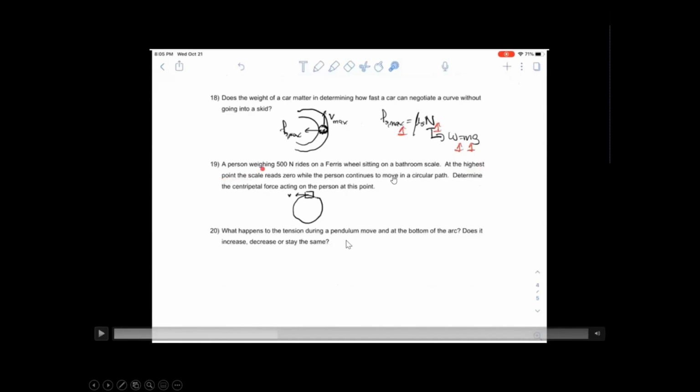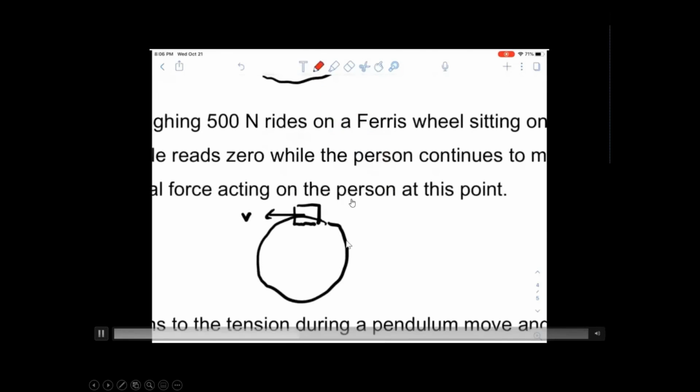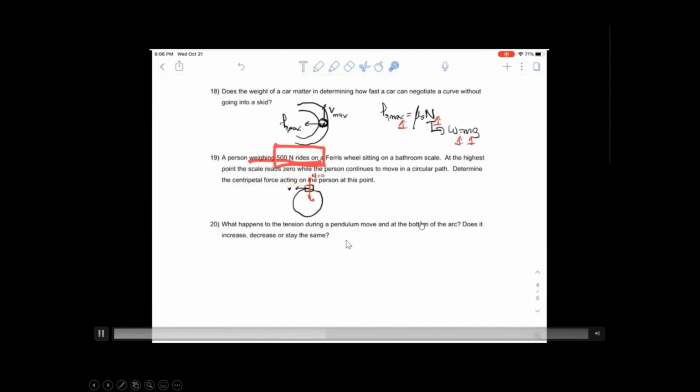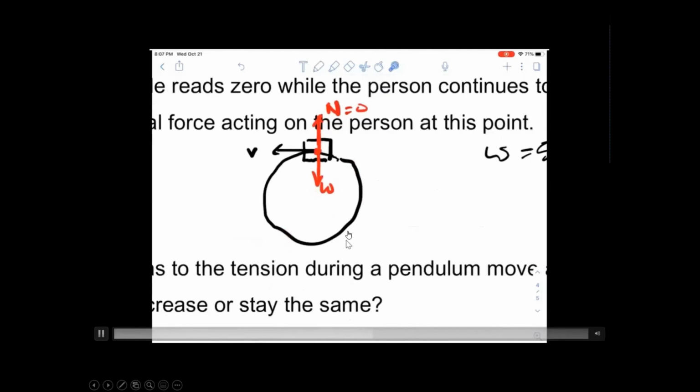All right, so you got a Ferris wheel sitting on a bathroom scale. At the highest point, the scale reading is going to be 0. All right, so at the highest point, if it's not moving, then it's going to have 2 forces acting on it. One is directed towards the center, that's the weight. The other one is going to be directed away from the center, so that's the normal force. But if it's moving so fast that you're feeling weightless, at that point, the normal force is going to be 0. So the only force which is directed towards the center would be the weight. So it would be 500 newtons.